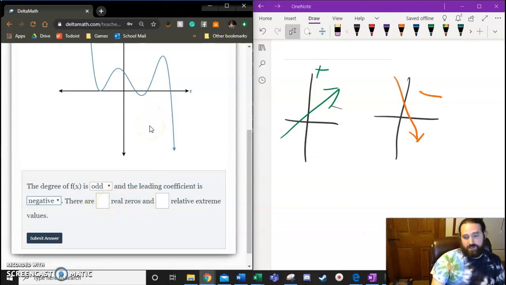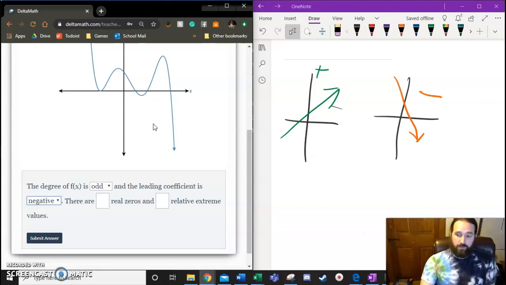There are blank real zeros. Real zeros are places it touches the x-axis. Remember how we were solving back in finding roots of the graph, your second one, you were trying to find all the places that x was 0, or sorry, y was 0, and it touched the x-axis. So here that is 1, 2, 3 places. There are 3 real zeros.